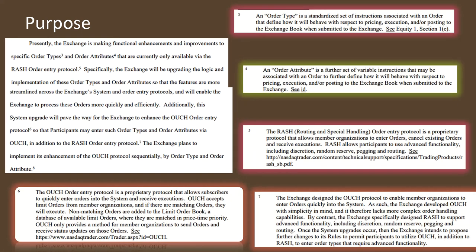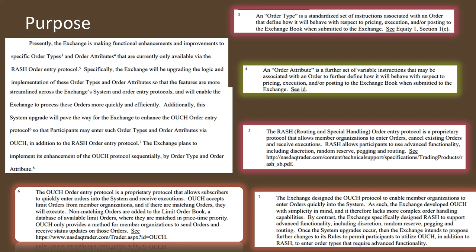So supernote 3, an order type is a standardized set of instructions associated with an order that define how it will behave with respect to pricing, execution, and or posting to the exchange book when submitted to the exchange. Supernote 4, an order attribute is a further set of variable instructions that may be associated with an order to further define how it will behave with respect to pricing, execution, and or posting to the exchange book when submitted to the exchange.